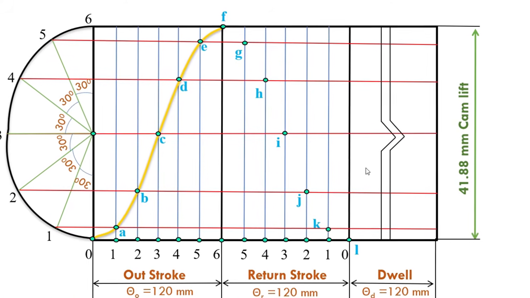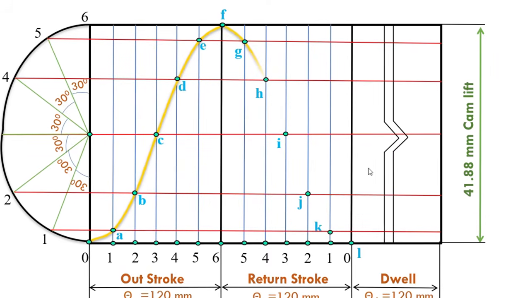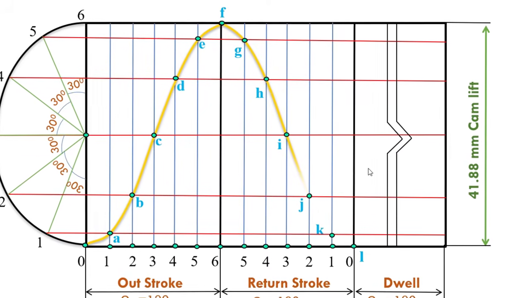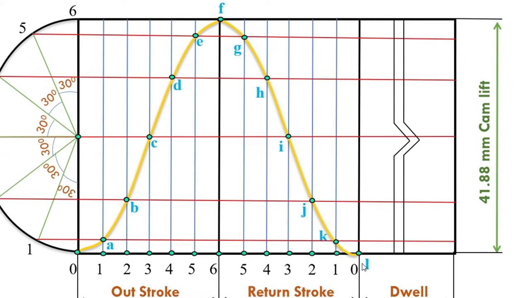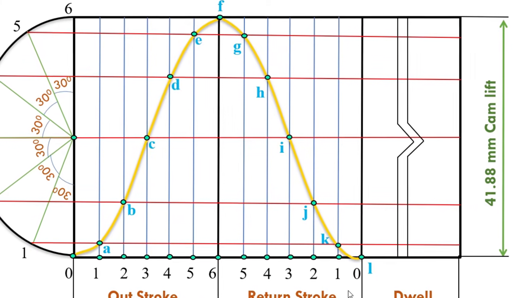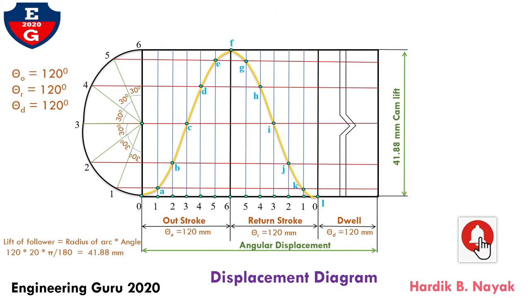I would be connecting them with the help of a smooth curve. Finally, I will be reaching the minimum height in this way. This is simple harmonic motion for the return stroke. For the remaining 180 degrees, it remains at the bottom position. So I will draw a dark line to indicate dwell for the remaining cycle.